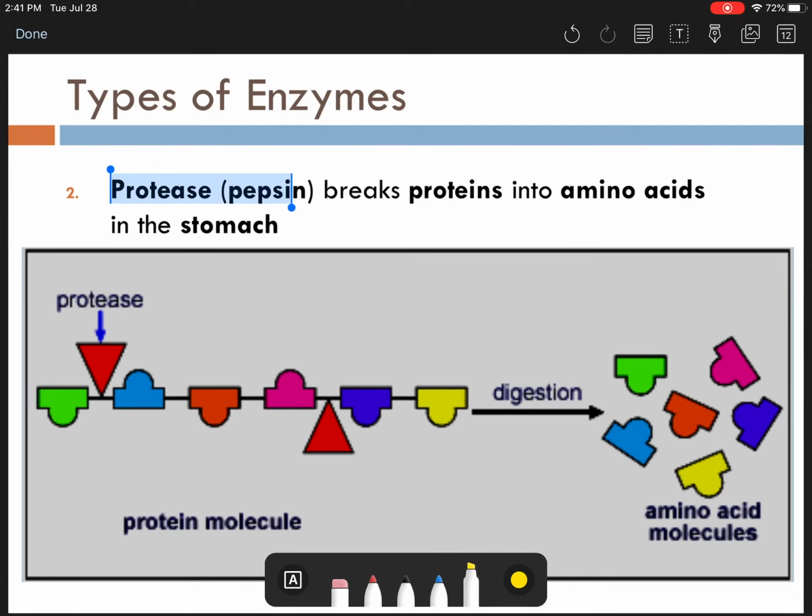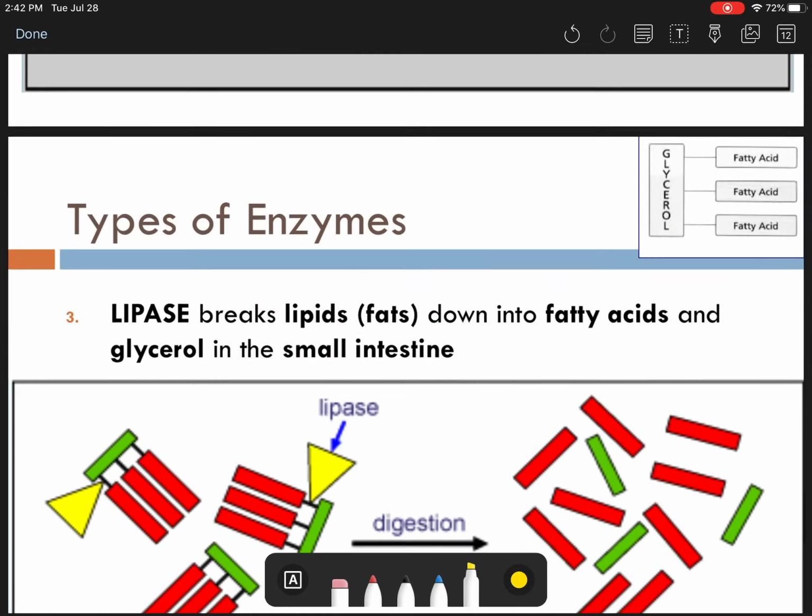Next, another one we would like to look at is protease or pepsin. These are enzymes that break down proteins into amino acids in your stomach. Okay? Remember, your stomach is very acidic. It has hydrochloric acid in it. So not a lot of other enzymes function very well in your stomach, but that pepsin is actually kind of activated by those acids, and that helps it in breaking down proteins into its subunit amino acids in your stomach.